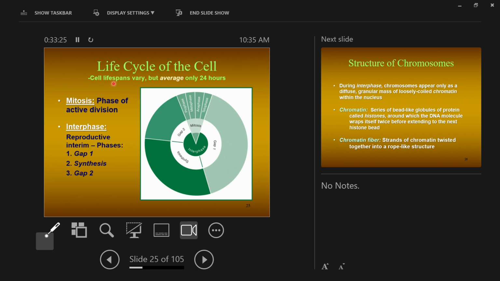So cell lifespans vary, but average is only 24 hours. A term for you, mitosis. Mitosis is the stage or the phase of the cell's life in which it splits. Phase of active division. Cells split by copying everything and then splitting down the middle and sending a full copy to one side and a full copy to the other side.